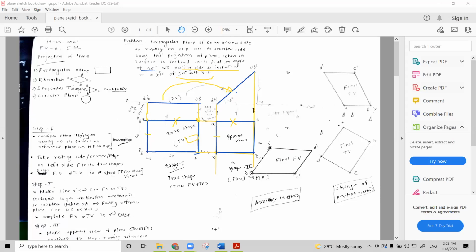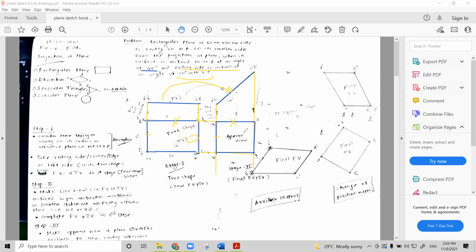You can solve this problem using two methods. The first is the change of position method, and the second, which you have studied, is the auxiliary method. So the choice is yours. Any one method you can choose to complete your third stage. I have already explained earlier how you can use the change of position method. I will just brief you here.